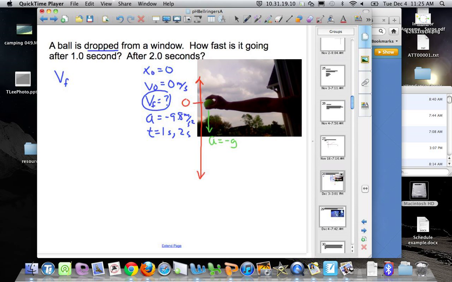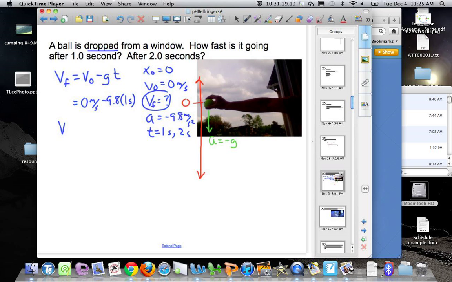If you look at the formulas I just gave you for free fall, the formula for velocity is V final equals V0 minus G times T, or the initial velocity minus acceleration times time. Plug in 0 for the initial velocity. We plug in 9.8. Wherever you see G, you just put in 9.8 meters per second squared as the acceleration of gravity. And T is 1 second. We want to figure out how fast it's going after 1 second.